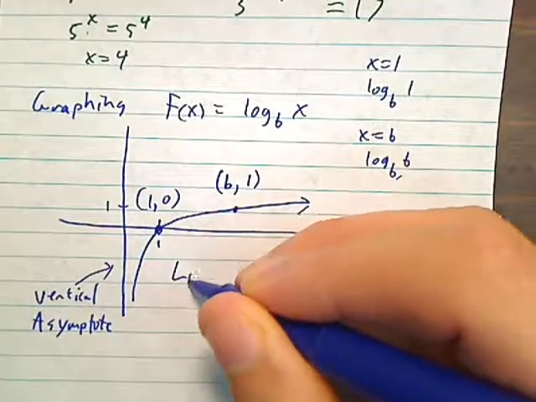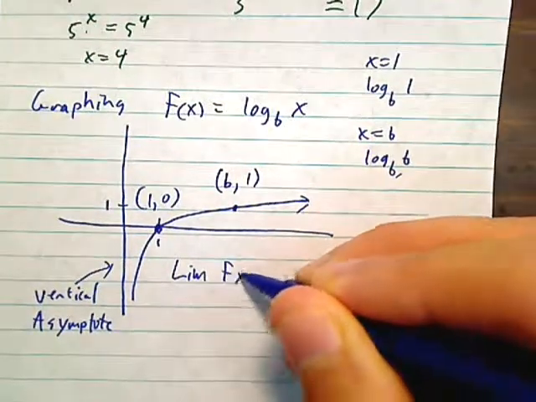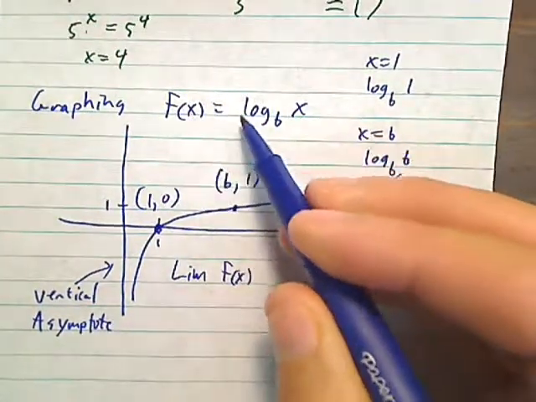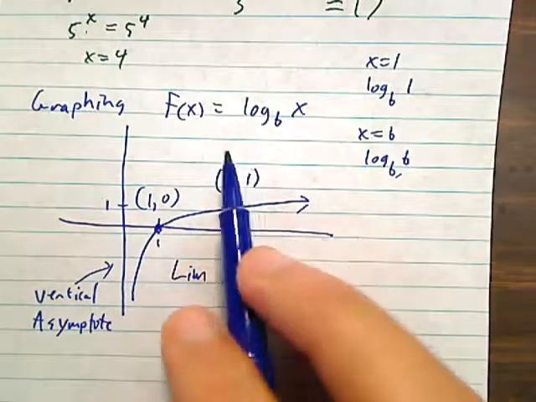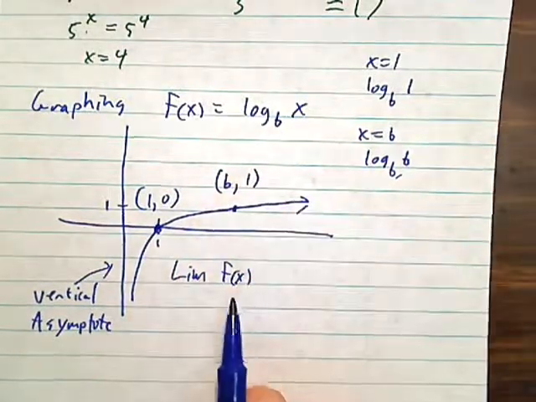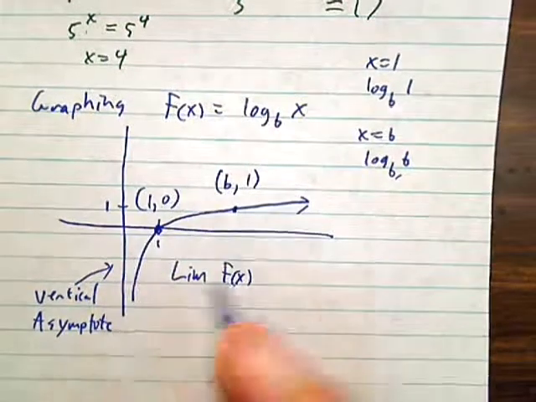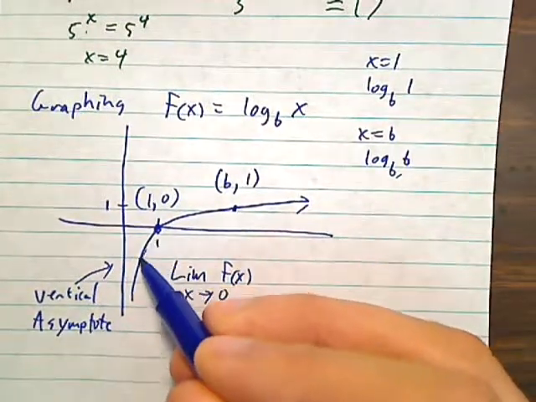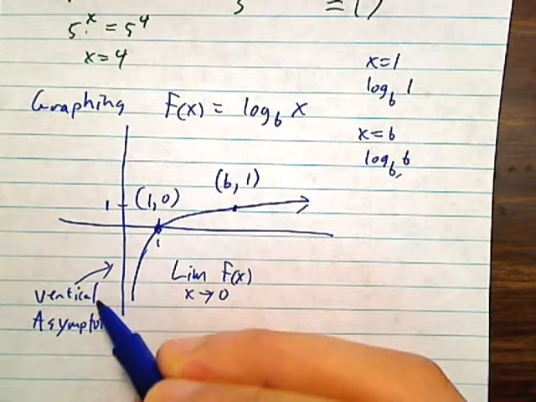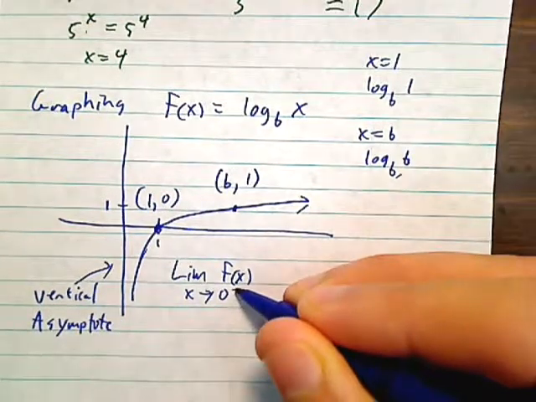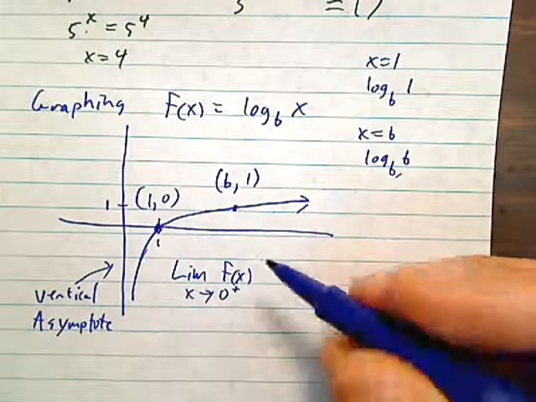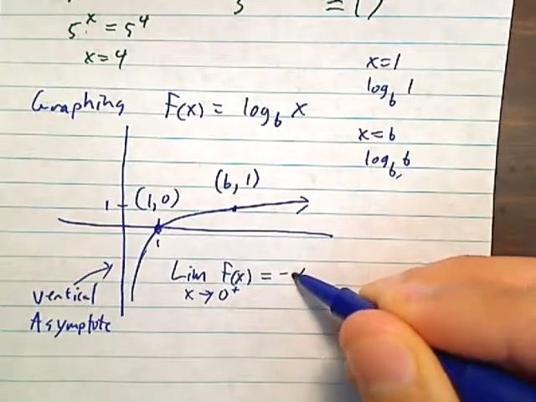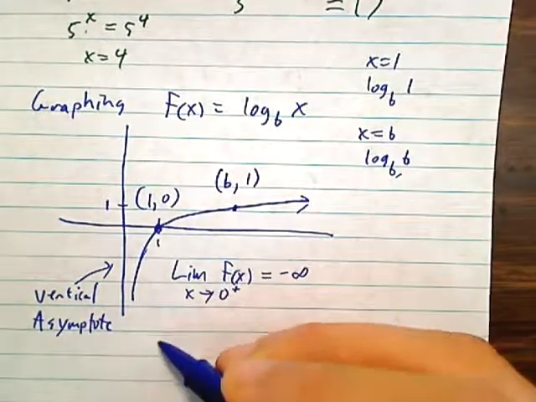So the limit as the function f, which is, you know, this function notation just lets me not write this again. It's a little bit neater. As x approaches 0 from the right, it doesn't exist over here, from the right, so from the positive side, is negative infinity. It goes all the way down.